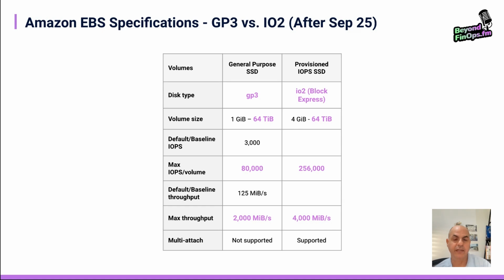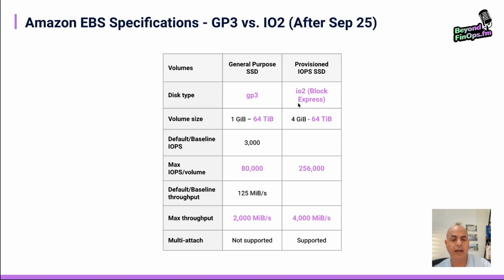AWS also increased the maximum amount of IOPS for GP3. It's no longer what it was. It's now 80,000, which is a large amount of IOPS. There are only extreme use cases in which you need more than this. And the throughput was increased to 2,000 megabits per second. So these are great improvements on the GP3 side, and frankly, it should fit 95% of your use cases.